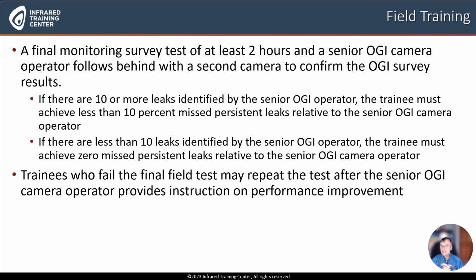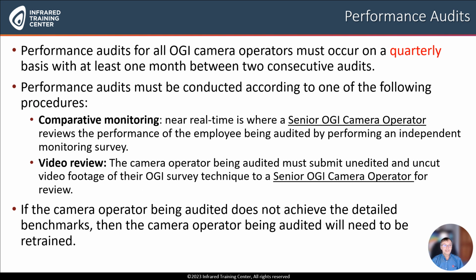And it says here, missed persistent leaks. Now, these would be constant leaks, as opposed to the transient leaks, these little leaks that appear, they disappear, they appear, they disappear, based perhaps on the position of a control valve. So they do recognize that. And if there are less than 10 leaks, you are required to find all of them. So if the senior OGI operator finds them, you are required to find them. If you fail the final test, the test may be repeated after the senior OGI camera operator provides instruction and feedback on performance improvement.